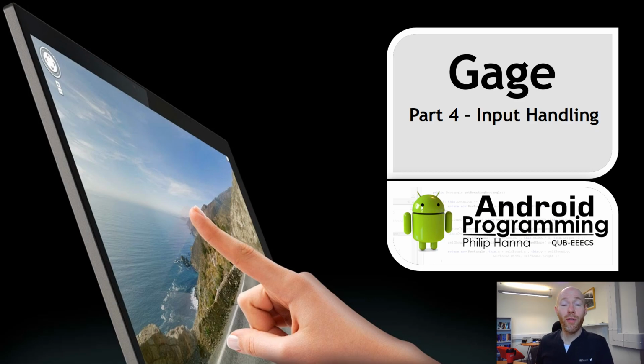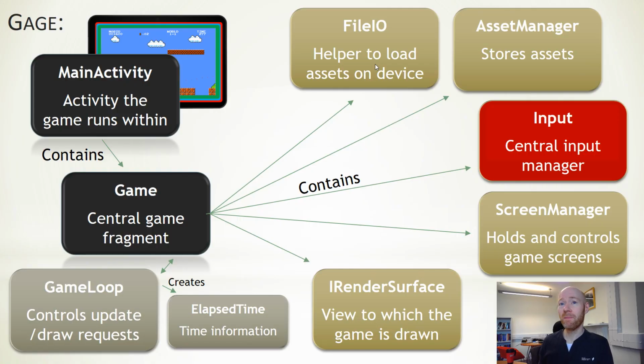Welcome to the fourth of our series, having a look at the GAGE Android game engine. In this particular one, we're going to have a look at how input is managed within the system. Again, we'll look at things generically, then we'll narrow in and have a look at some of the aspects within the code.